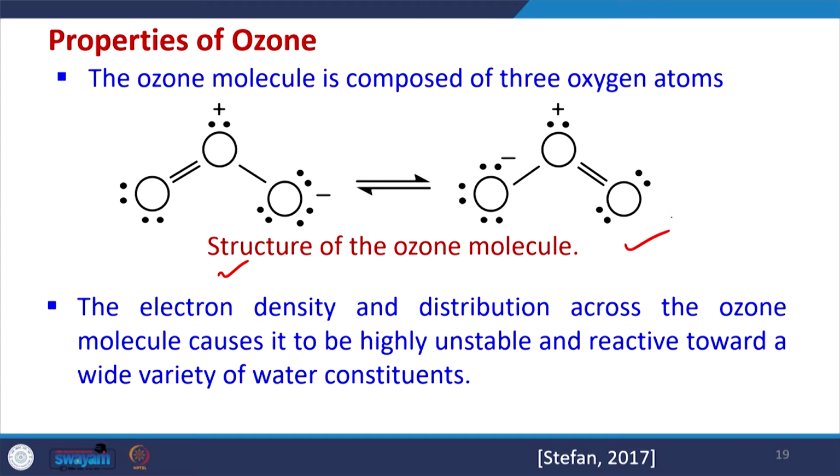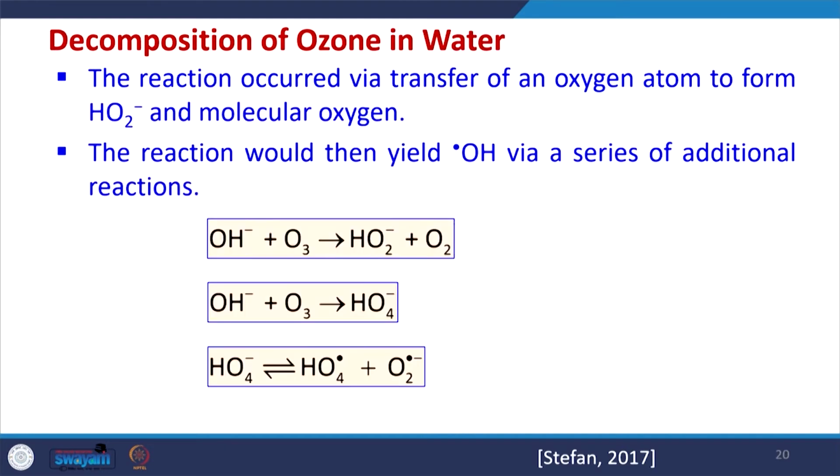The electron density and its distribution across the ozone molecule cause it to be highly unstable. So, it will always be highly unstable. It may decompose very quickly and form oxygen. But before that happens, we have to use the ozone molecule for destroying the contaminants present in the water.